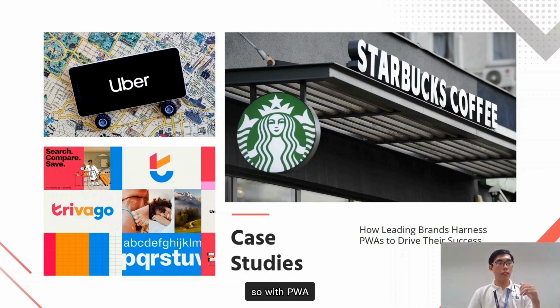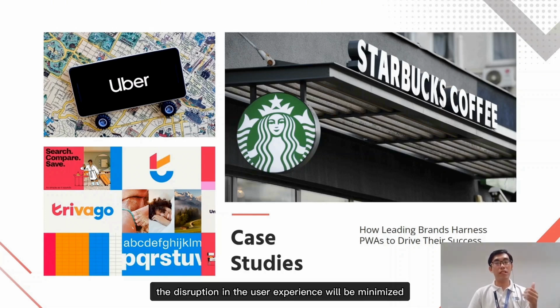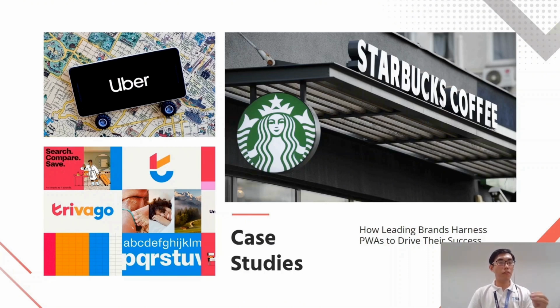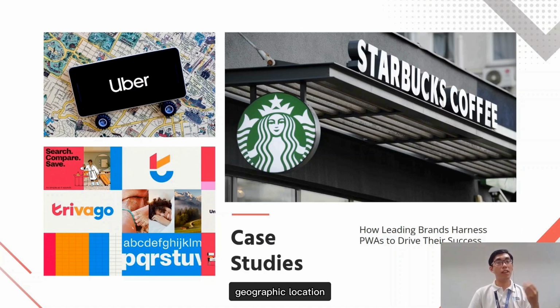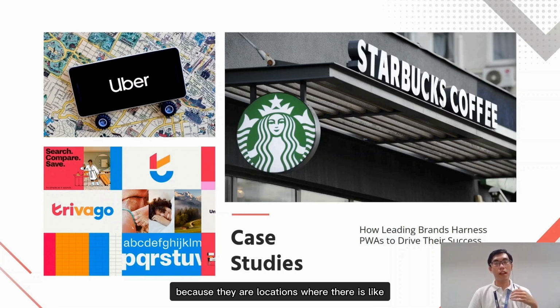So with PWA, the disruption in the user experience will be minimized. And so for the case of Google and Gmail, PWA helps solve their problems in terms of geographical locations, because there are locations where there is a weak connection or no connection at all, or places that use 2G or 3G connections. So with the offline convenience of PWAs, Google and Gmail can maintain their service. They can ensure that the service remains stable for the user.